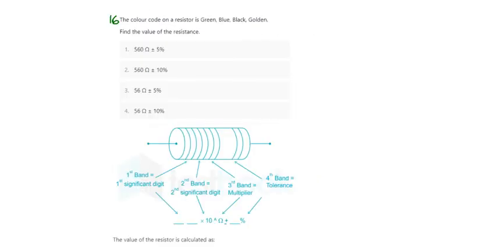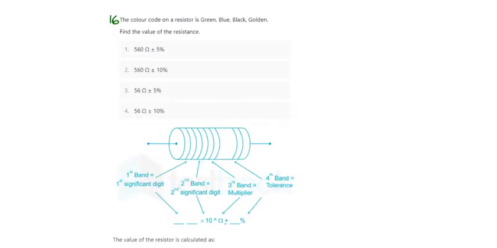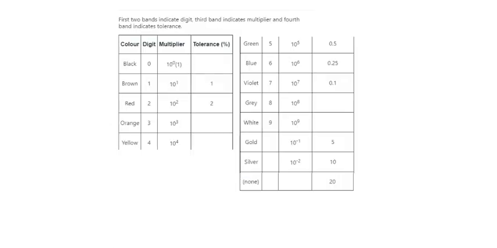The fourth band is golden, and the fourth band is for tolerance. The tolerance value for gold is 5%. So its value is 56 plus or minus 5%. The answer is option 1: 56 ohm plus or minus 5% as tolerance.